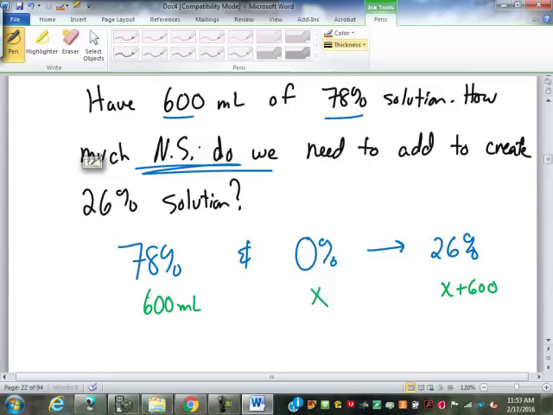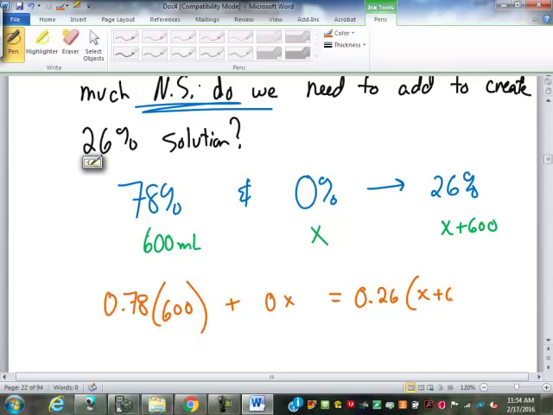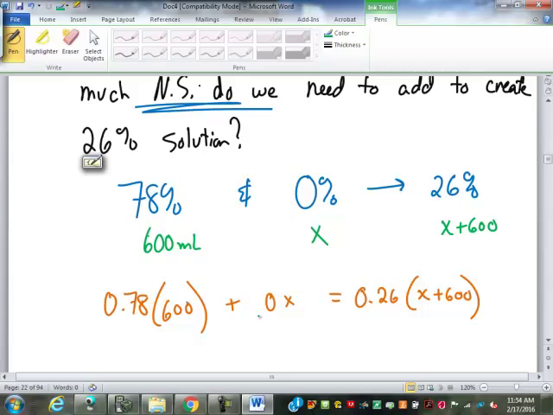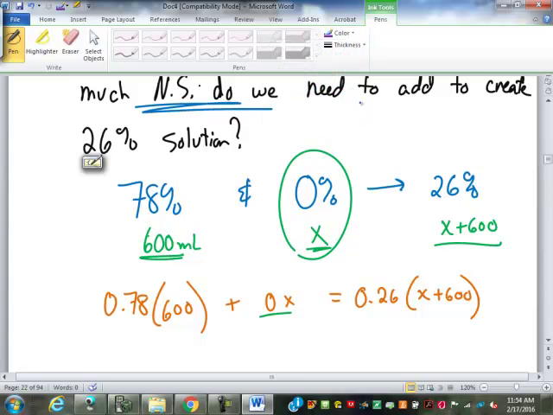So we'll write out our equation again. So this is 0.78 times 600 plus 0 times X equals 0.26 times X plus 600. Now you might wonder, well, why did I even bother to put in the 0x here? Well, I only put that in here just because it helps to show that we have the 600 plus X to get the X plus 600 value. Otherwise, yes, if you left it out, it would not affect anything.